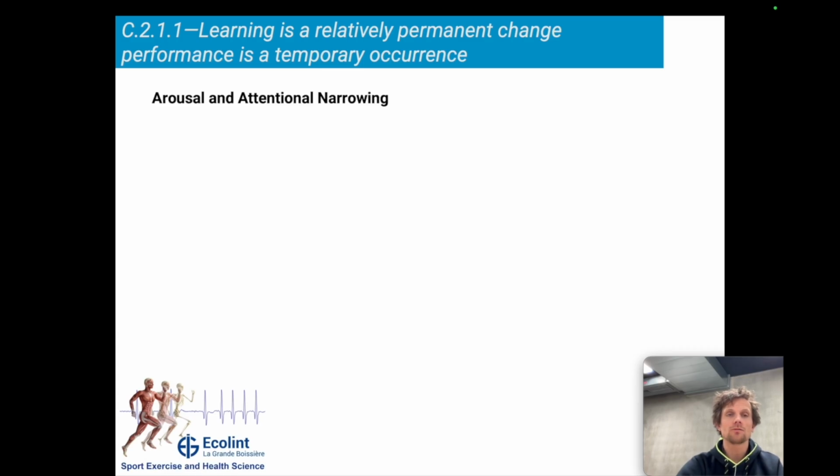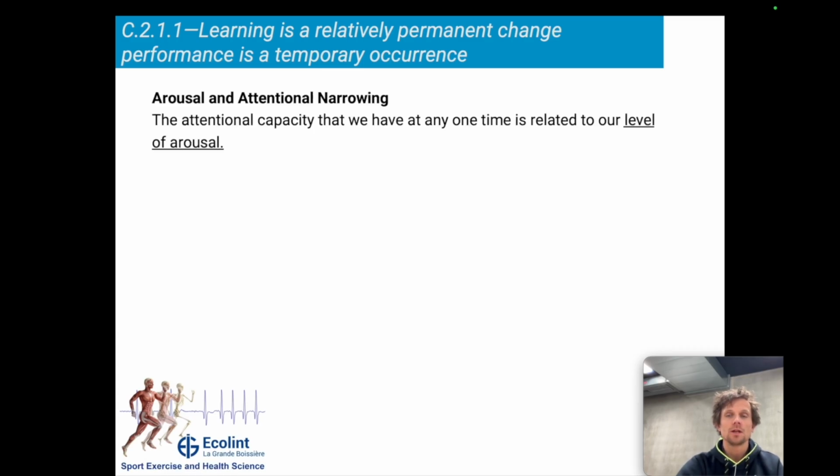Let's look now at arousal and attentional narrowing. So the attentional capacity that we have as an athlete at any one time is going to be related to our level of arousal.